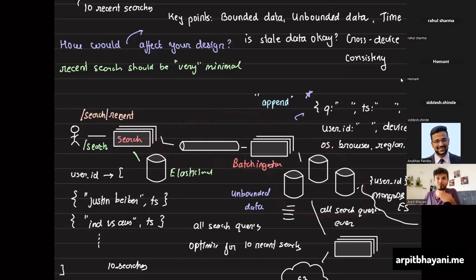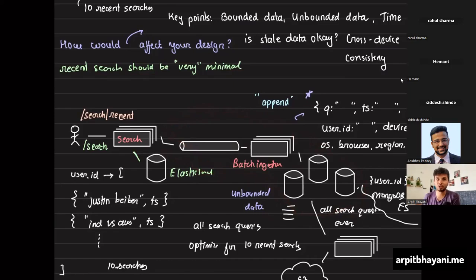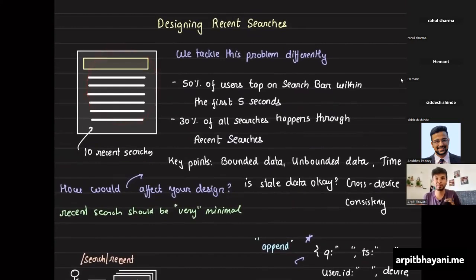And no matter at which load the search queries keep on coming, I would be appending it to this database one after another. Which means that we are optimizing this part for writes, which means your reads would be slower. But what we want is to serve very fast reads to your user, because 50% of users will tap on the search bar. As soon as they tap on the search bar, they would see the recent searches. They want to see them as fast as possible.